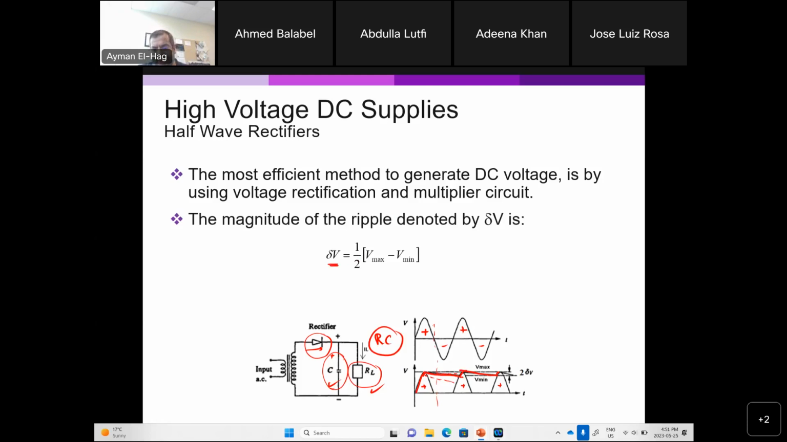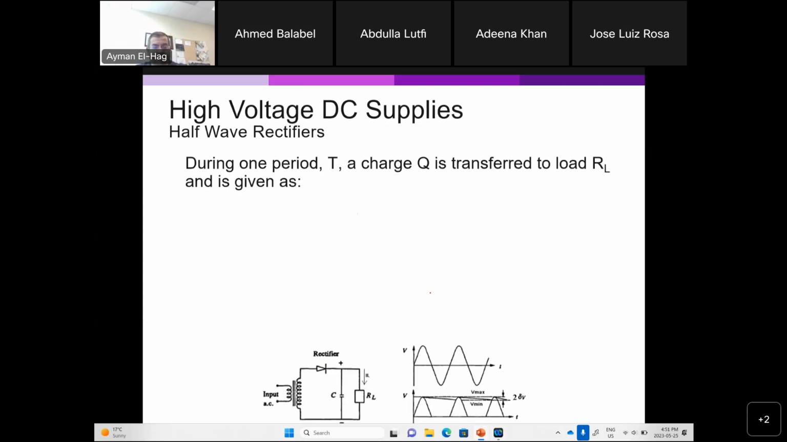this one, and this is the minimum value. So the difference between the two. And obviously, you don't want to have the ripple as high, you want to have the ripple as low. So as per the IEEE standard, this should not exceed 3%. The ripple factor you have should not exceed the 3%.